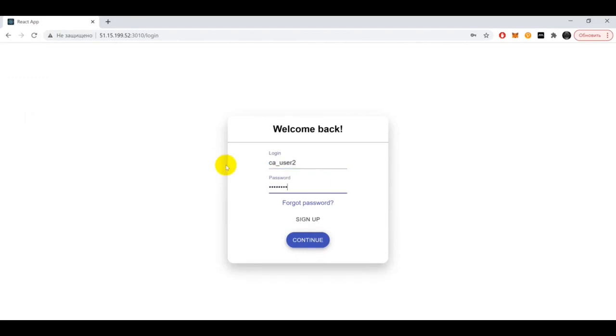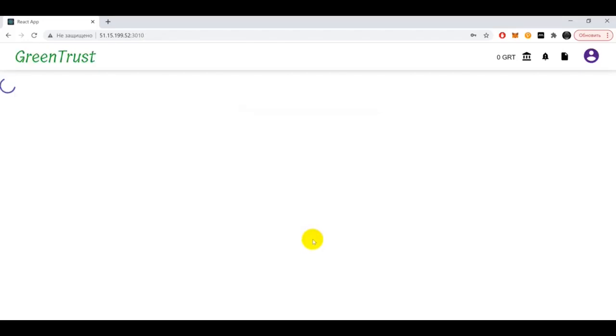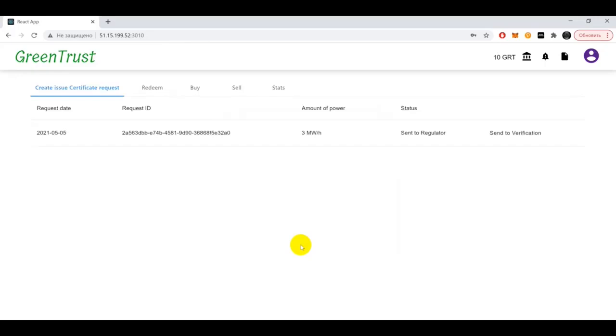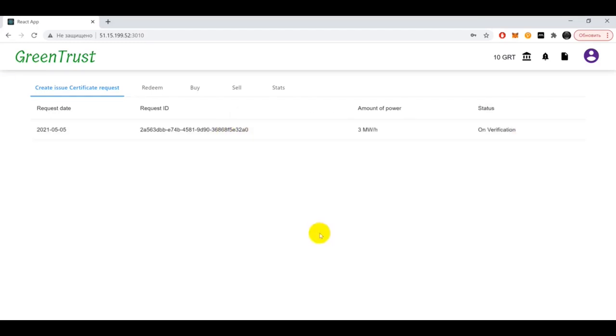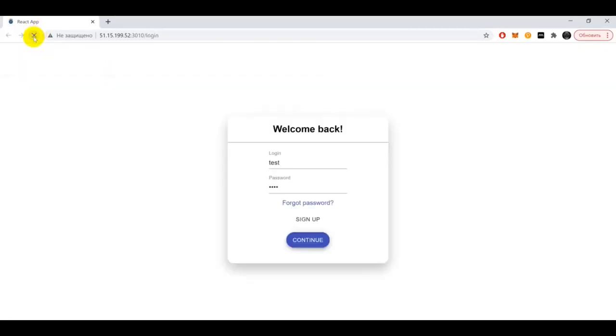So now we are logging as a certificate authority, the regulatory agency that can approve it, and an agent approves it, but it sends it to verification. It means that it needs to be verified by a mathematical model. So it's on verification right now, and let's log in as verifier.